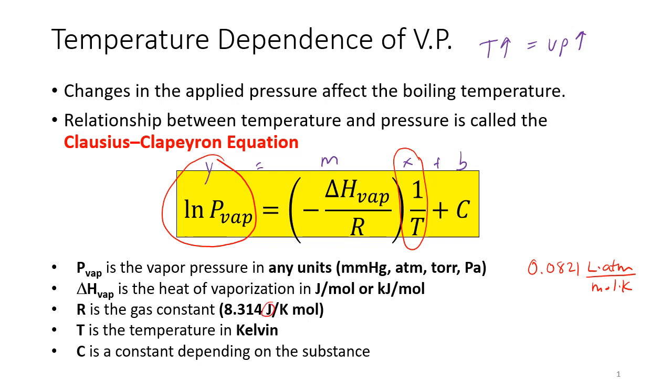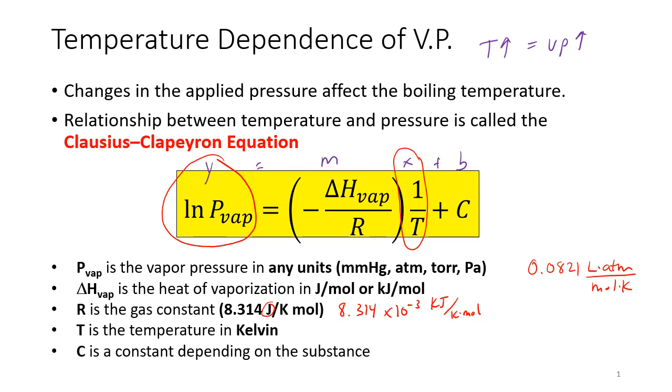We will use 8.314 joules per Kelvin times mole, or 8.314 times 10 to the negative third kilojoules per Kelvin times mole. Temperature has to be absolute temperature scale, so it has to be converted to units of Kelvin. And C is a constant that would depend upon the substance itself.